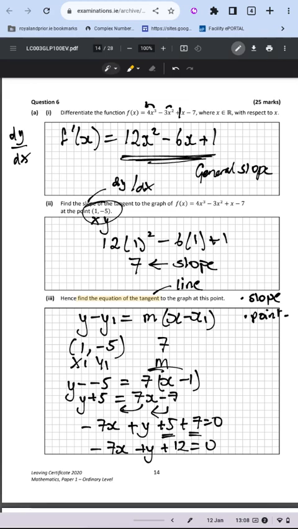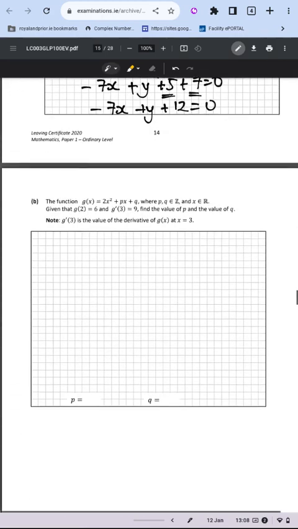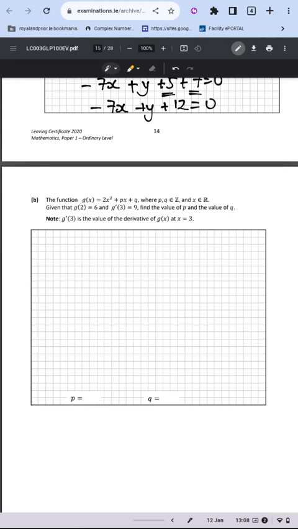Tough question. Next one's getting no easier. Here they give me this function. Given that g of 2 is equal to 6. Now, if they just ask you to work out g of 2, if they ask you to evaluate g of 2, what would you do? You'd sub in your 2 for your x. So it's the same thing here. Sub in 2 for your x and let it equal 6.